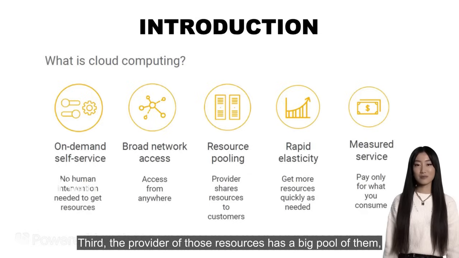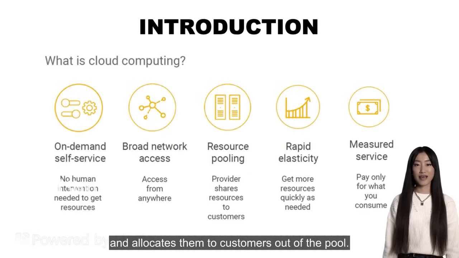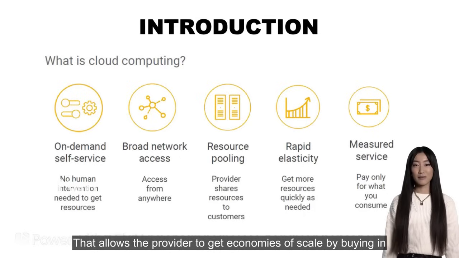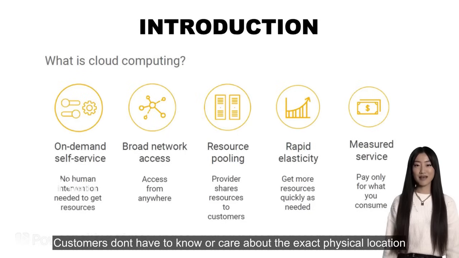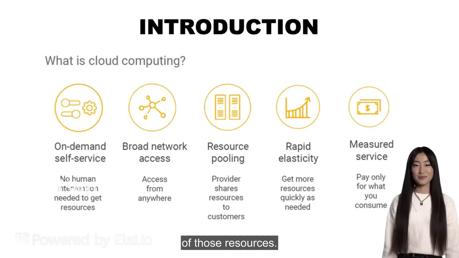Third, the provider of those resources has a big pool of them and allocates them to customers out of the pool. That allows the provider to get economies of scale by buying in bulk. Customers don't have to know or care about the exact physical location of those resources.